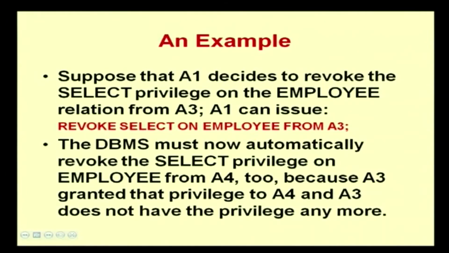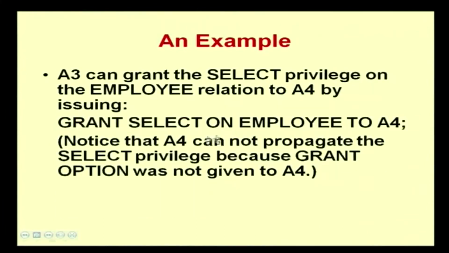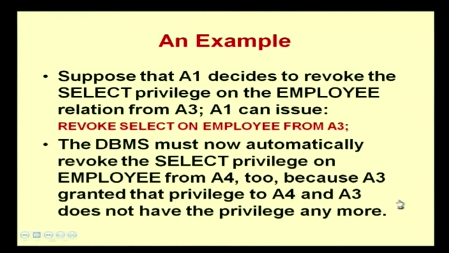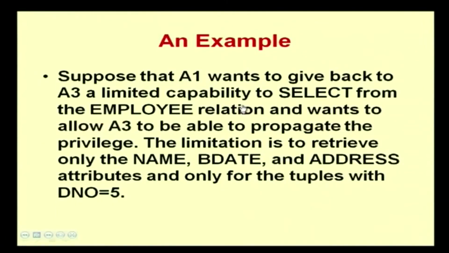Suppose that A1 decides to revoke the select privilege on the employee relation from A3. A1 can issue revoke select on employee from A3. Now, the DBMS automatically revokes the select privilege that was given to A4 this way, because A3 granted that privilege to A4, and A4 now does not have that privilege.